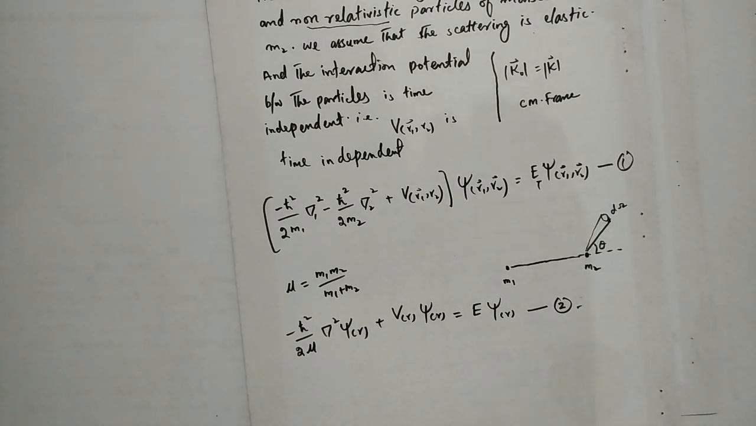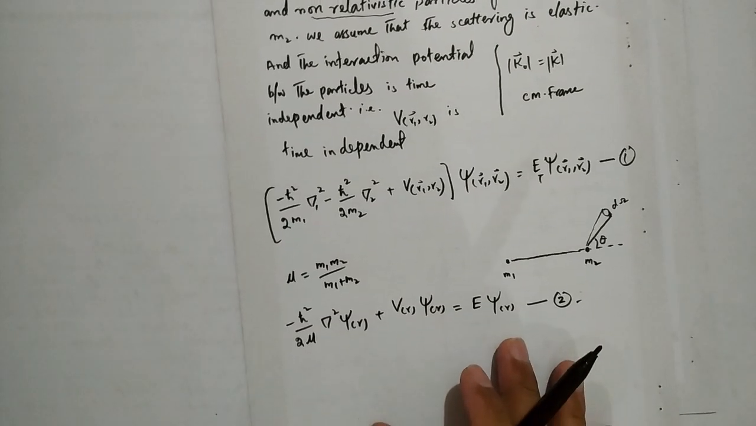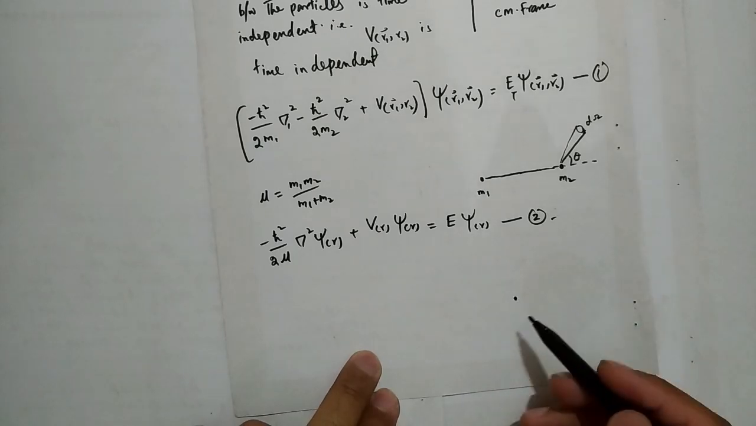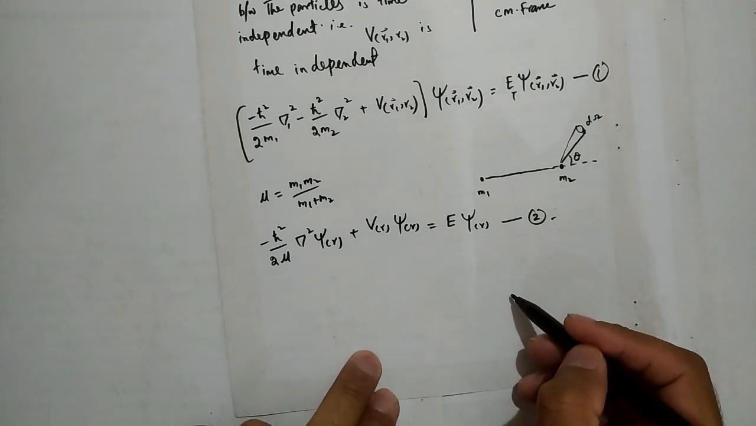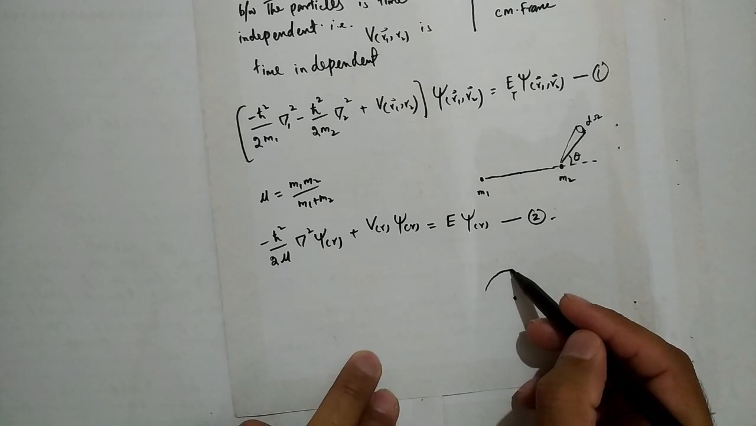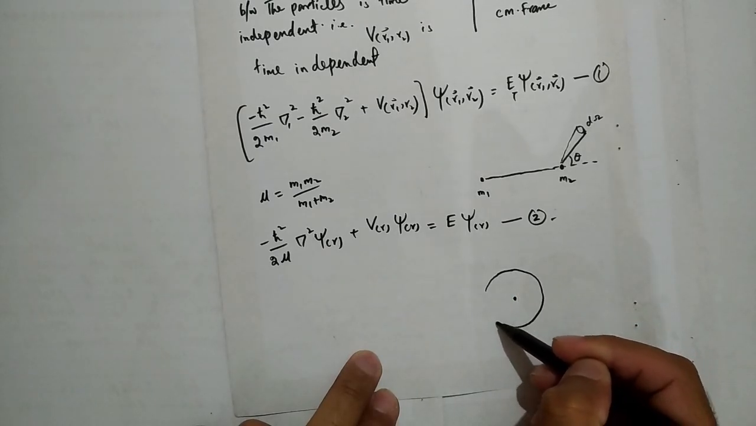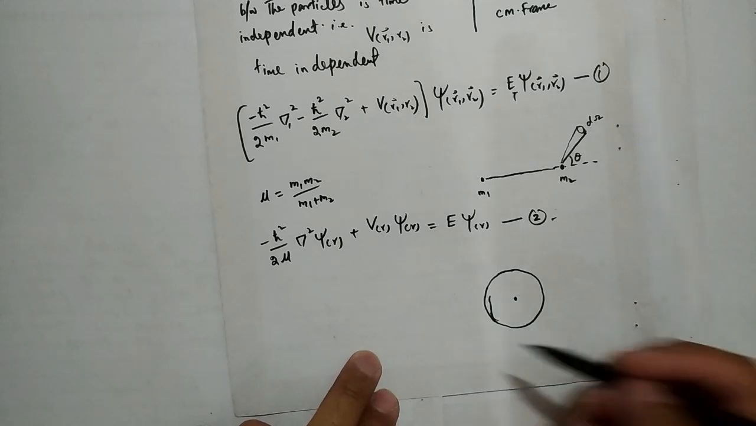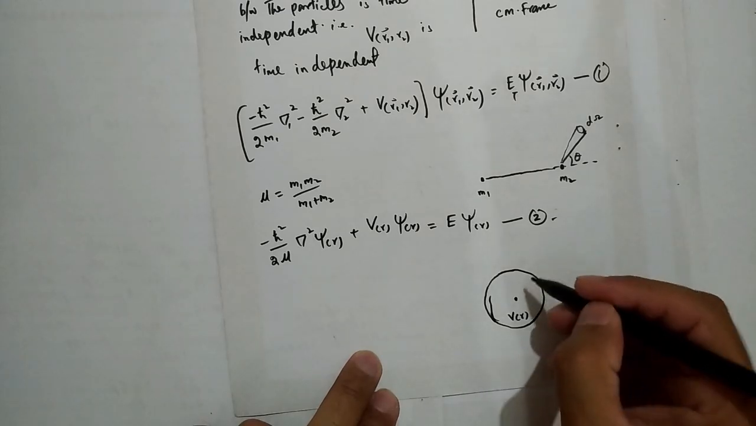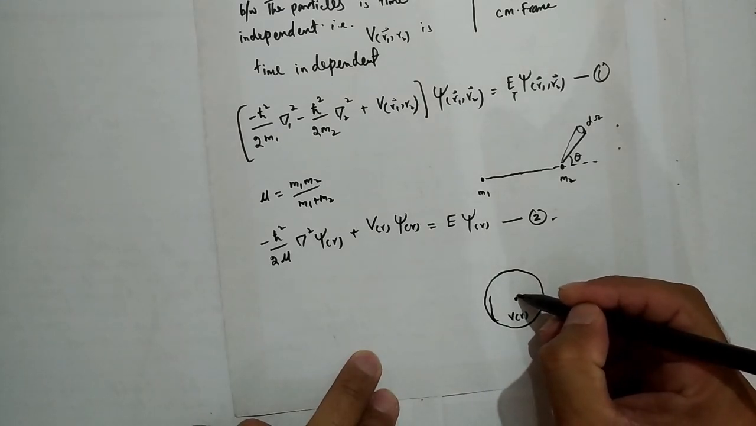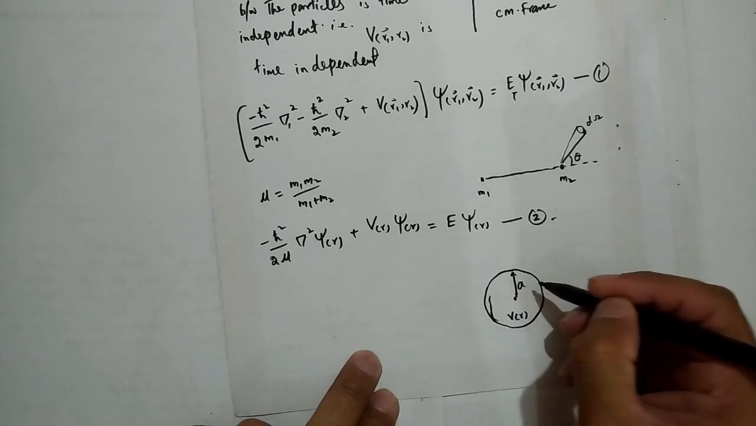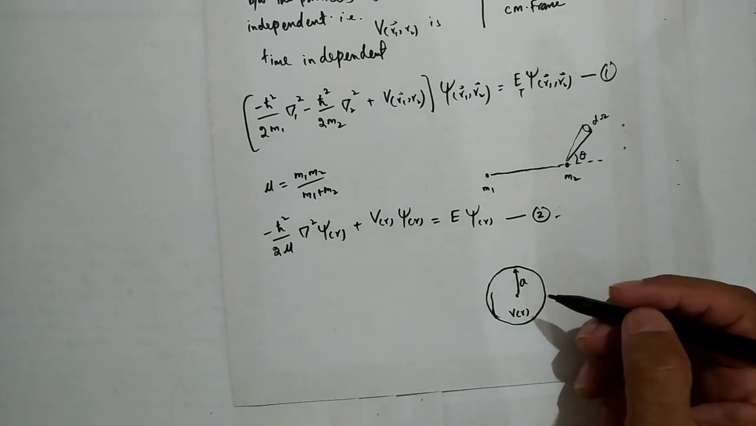So to explain this phenomenon through quantum mechanics, this is the target particle, and in quantum mechanics we consider the particle to be a potential. Let this be a region of some potential V of r, and this V of r has a finite range. Let this region be A.